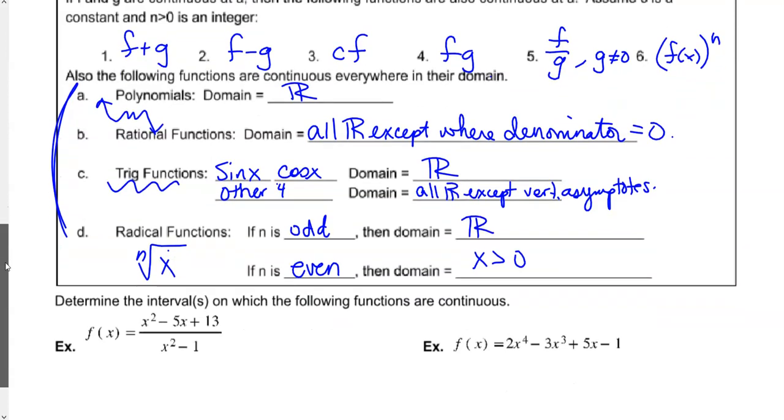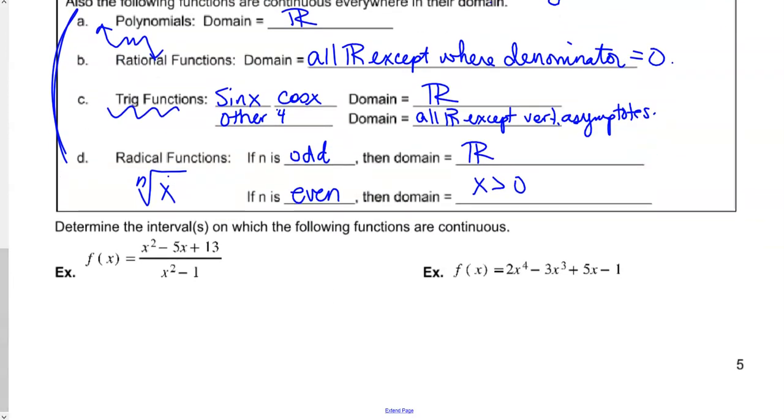All right, so let's determine some intervals knowing this. Determine the intervals on which the following functions are continuous. So you have to know what kind of functions these are to be able to lock into place which of these is going to help you. So this is a fraction. That's a fancy way of saying a rational function. And we're going to be looking at being continuous for all real numbers except where the denominator equals 0.